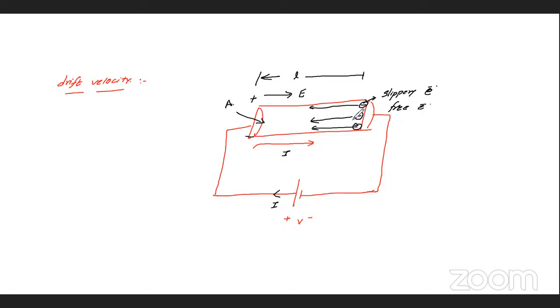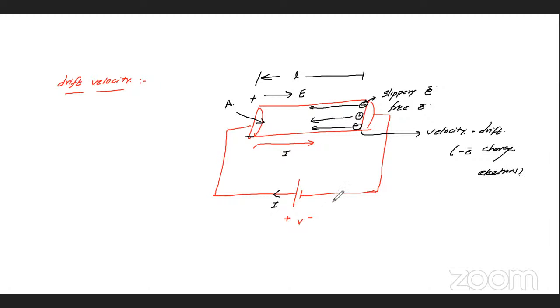These electrons, free electrons or slippery electrons, when they move from negative towards the positive, have their own velocity. This velocity we call the drift velocity. And remember, we are discussing electrons only. Electrons are negatively charged particles, so we are discussing a negative charge particle.